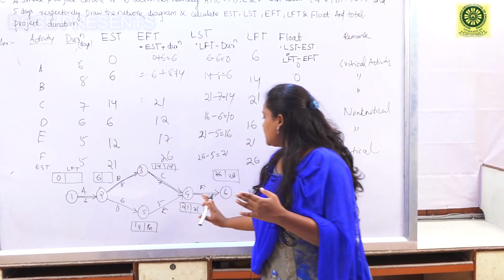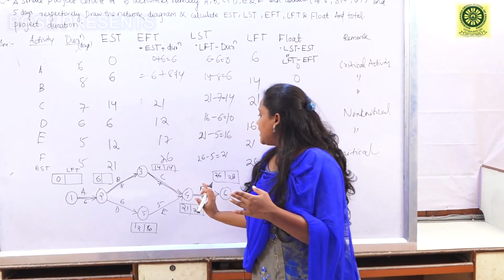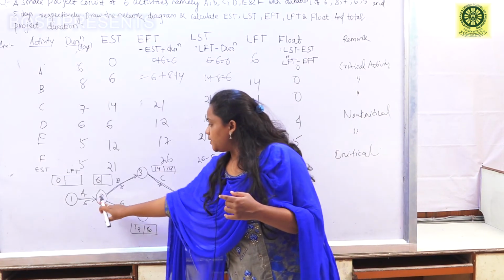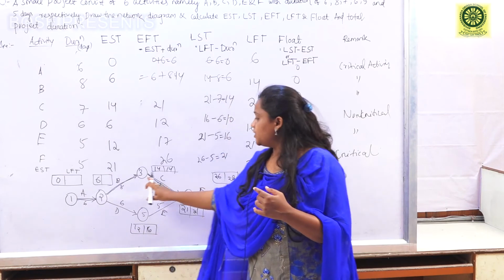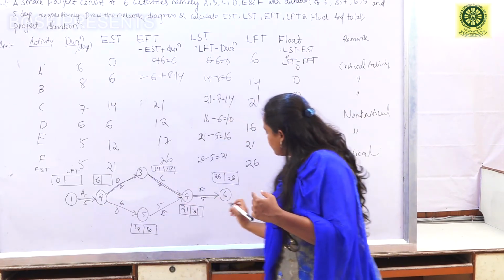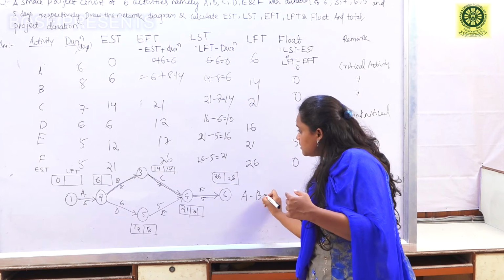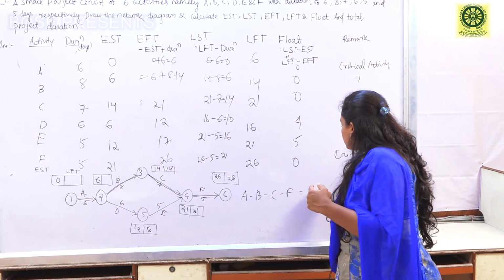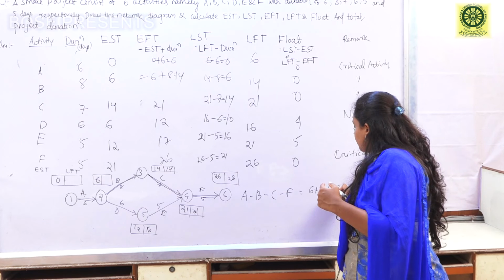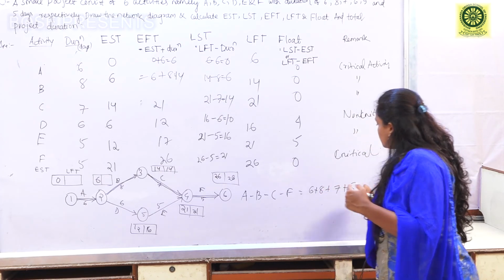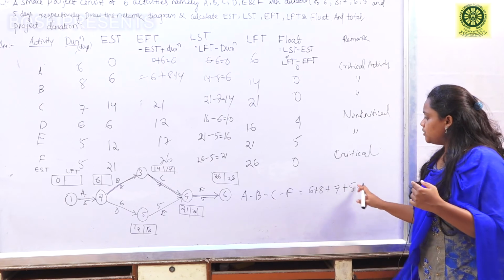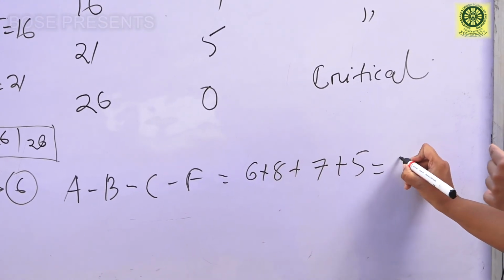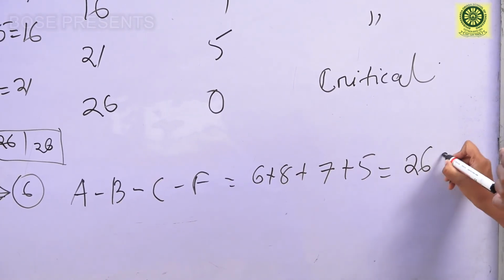For A, B, C, F, the total duration required to complete the network is found by adding the durations of these activities. For path A, B, C, F, the total duration will be 6 plus 8 plus 7 plus 5, which adds up to 26 days.